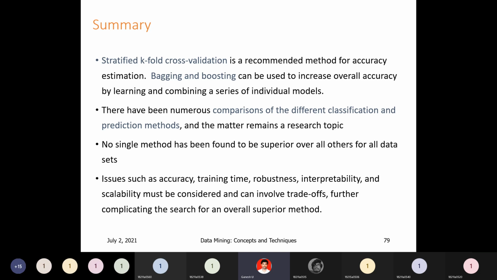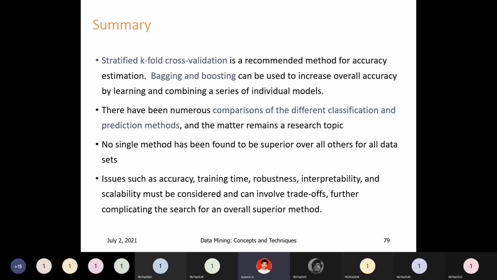These are all different issues that must be considered and can involve trade-offs. See here, trade-offs means if you get accuracy and training time, you may not get robustness. If you get interpretability, you cannot get accuracy. If you get interpretability and scalability, you cannot get the training time. Like that, if you gain some, you lose other things. Getting all these features at a time is complex, at a time is impossible.